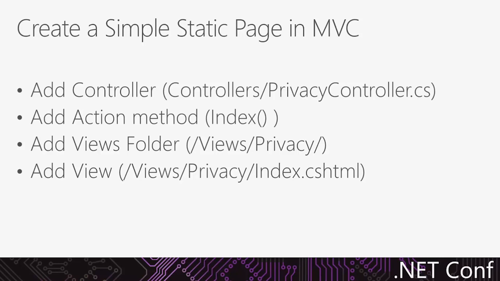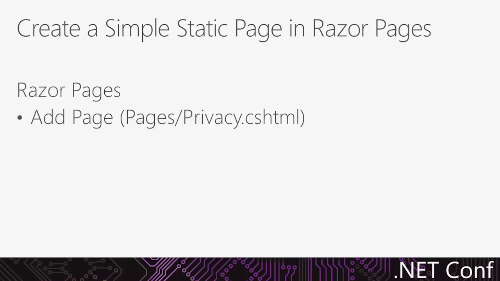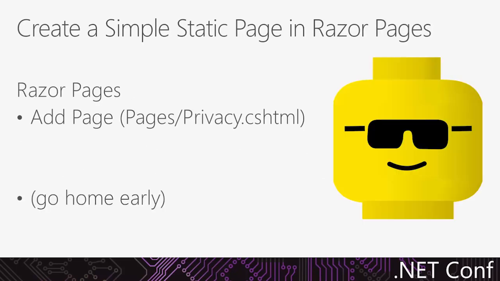Okay, so that's not too bad. For MVC, we just had to create a controller, create an action, create a views folder, and then create the view just to add this one simple page to our site. Now let's compare that to Razor pages and see if it's any simpler. So to create a simple static page in Razor pages, you add a privacy.cshtml file to the pages folder. That's it. You're done. Go home.